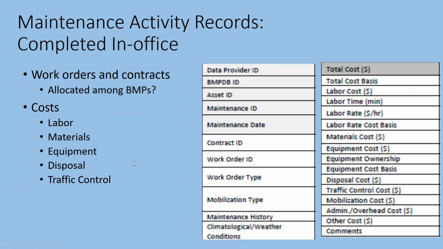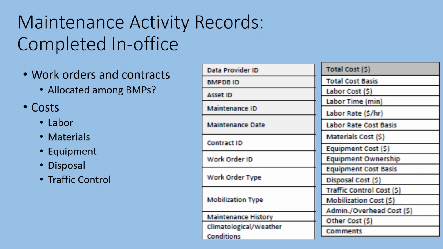The second part of that table would be what you would do in the office to connect the maintenance activity to work orders, contracts, that kind of thing, and actually connect the cost information to the activities that were conducted. And so we've provided some cost categories there, such as labor, materials, equipment, disposal. Are you making one trip to a landfill? Or are you storing sediment in a central facility and then making one trip to the landfill, that kind of thing? Costs like traffic control can be significant for BMPs that are in the right of way or adjacent to roads.